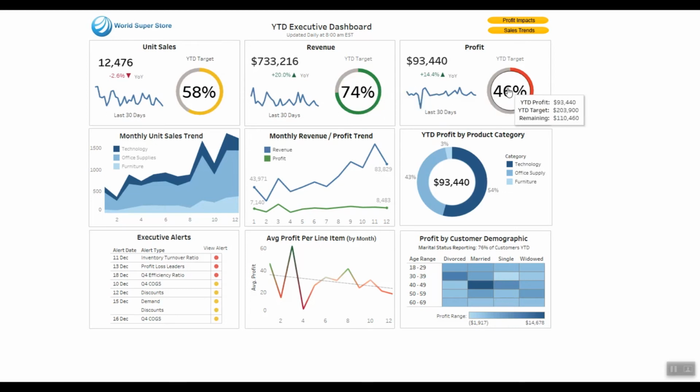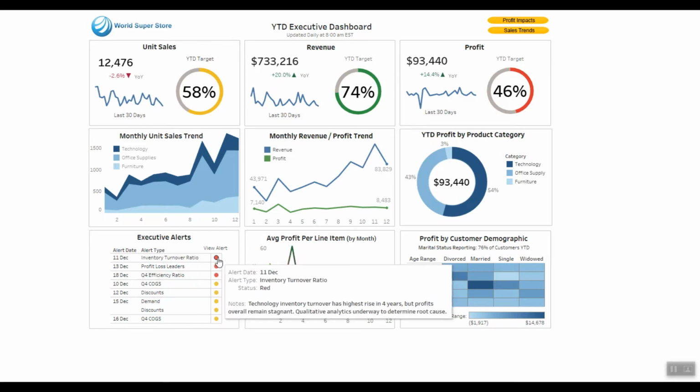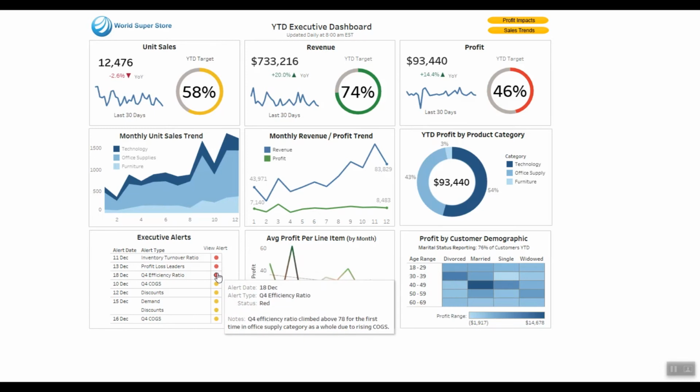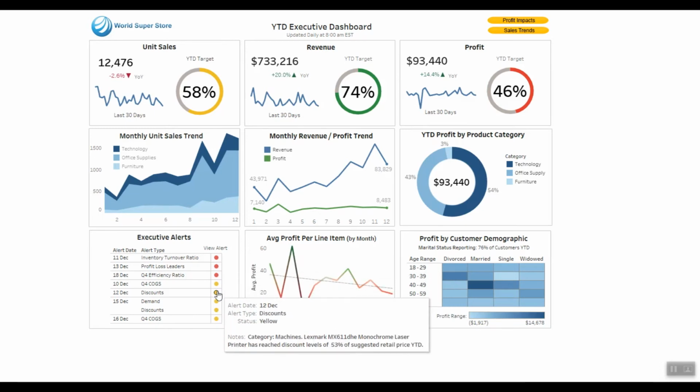And while our revenue and profit are up over the previous year, there are some disturbing trends going on that I'll point out shortly. On the bottom row of this dash, we have an executive alert section. This tool can display exceptions to important thresholds you predetermine. You can see the specific alerts here, including inventory turnover ratio, changes in profit loss leaders, cost of goods sold, and so on. By mousing over the View Alert mark, you can see qualitative information from operations and finance to determine what triggered the alert. Additionally, you can have drill-through reports launched here that can direct you to some details that cause that alert.